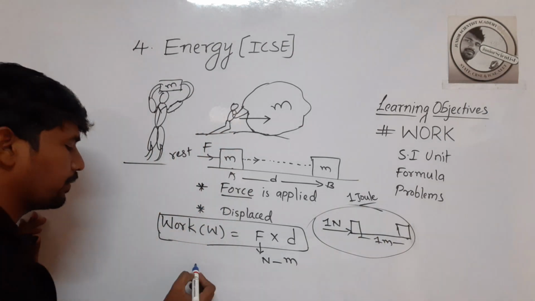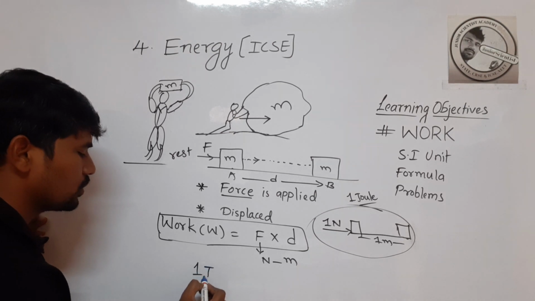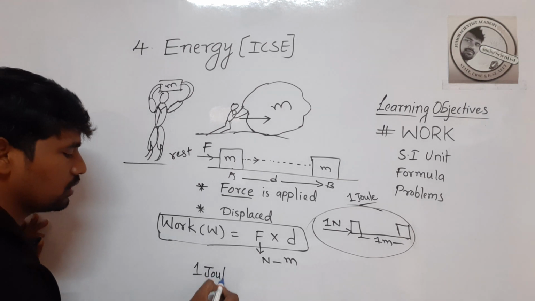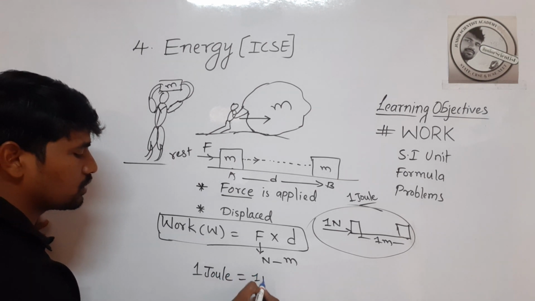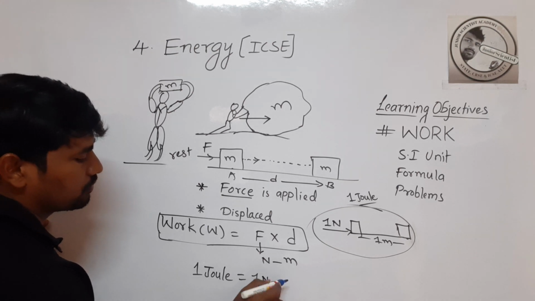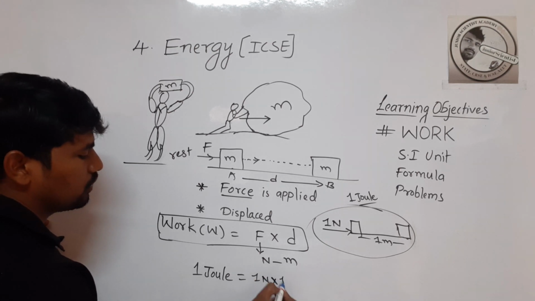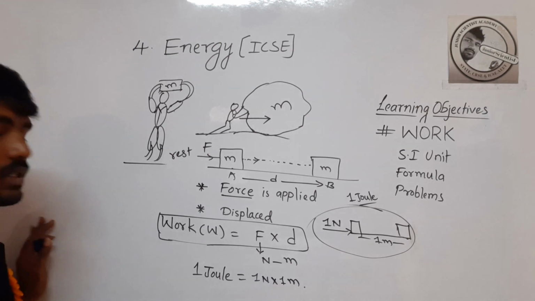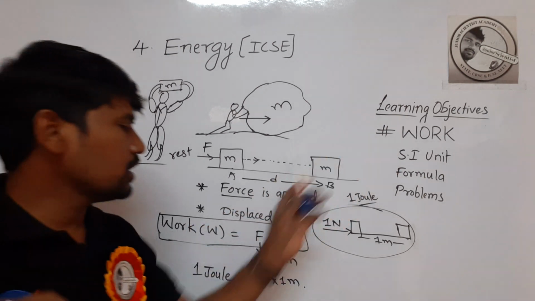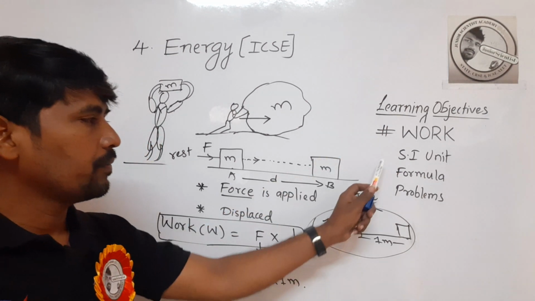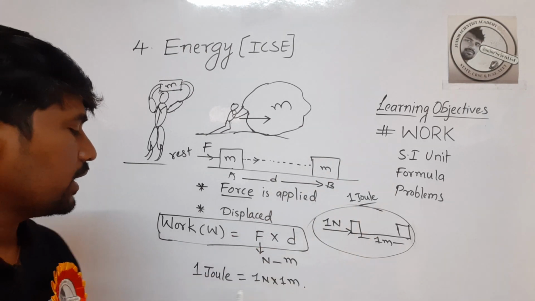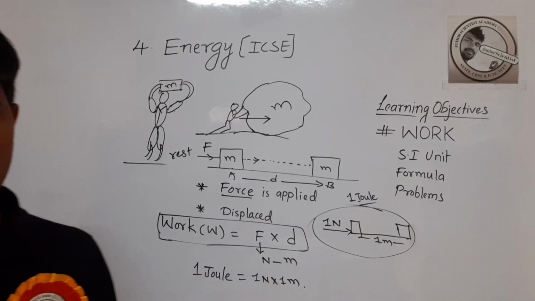So finally, another unit is joule. SI unit of work is also known as joule. 1 joule is equal to 1 Newton into 1 meter. So 1 Newton into 1 meter we can also write as 1 joule. Alright, so definition finished, formula finished, SI unit finished, and let us do some problems.